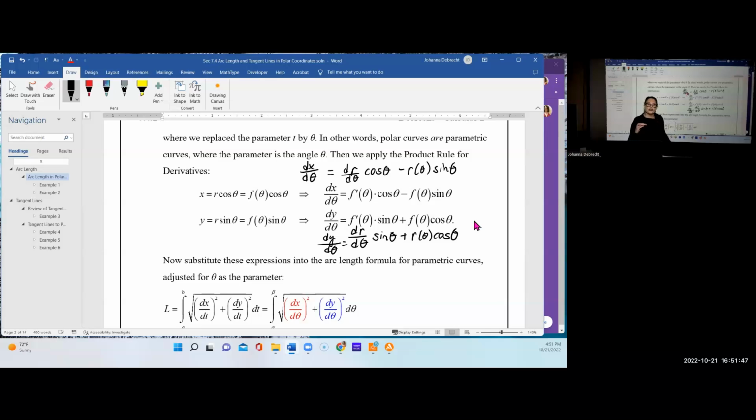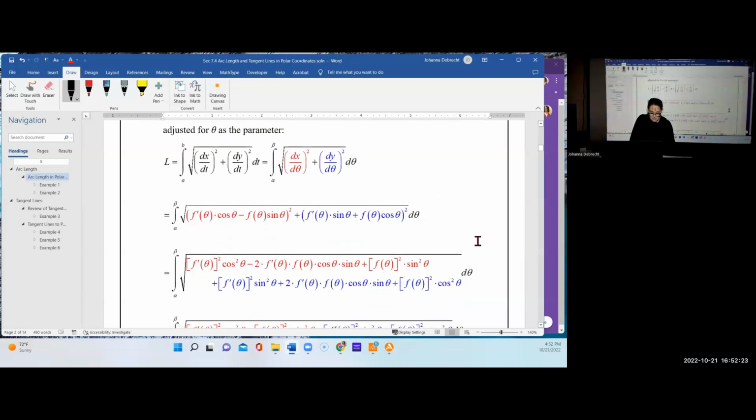And then we're going to take these two and we're going to put them into the formula we had for the arc length of a parametric curve, which was the square root of dx/dt squared plus dy/dt squared. So dx/dt is replaced by dx/d theta, dy/dt is replaced by dy/d theta. And I've color-coded it so it's a little bit easier to follow because we have to substitute these expressions that you see up here in place of dx/d theta and dy/d theta. So it's going to get a little complicated with the algebra. So the next thing we do is we substitute each of those values in there.